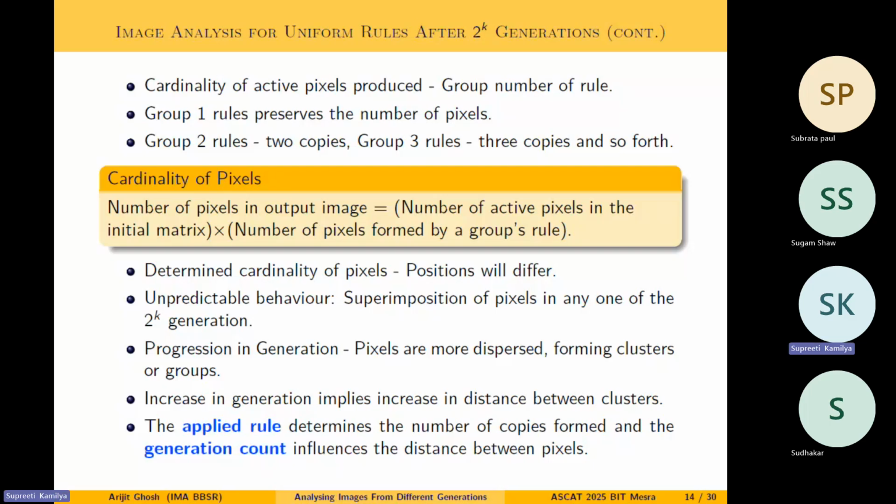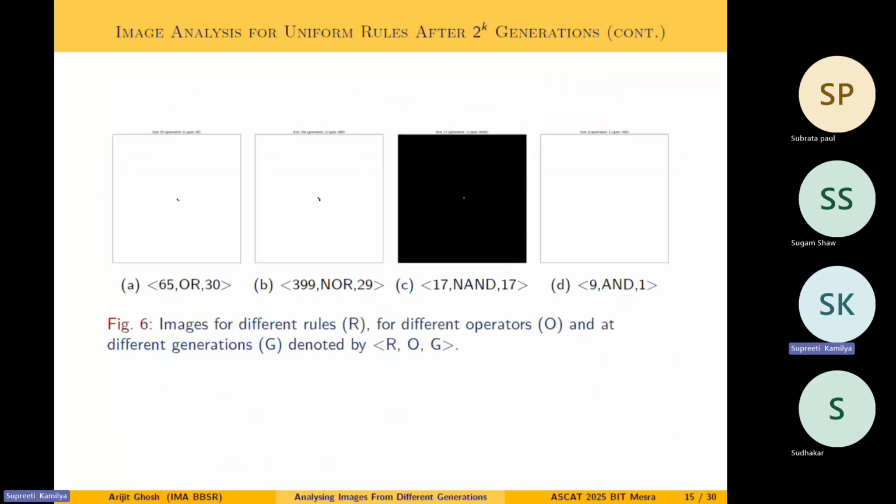As generation increases, the distance between the pixels also increases. So we can also say that the applied rule determines the number of copies formed, and the generation count influences the distance between the pixels. Here we have generated various images using different rules, different operators, and for different generations.